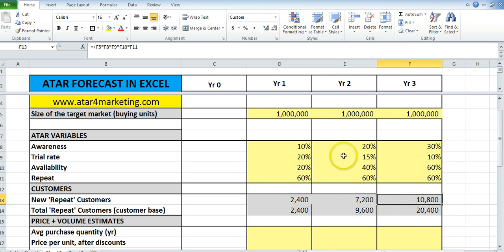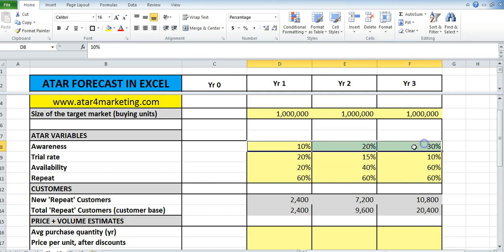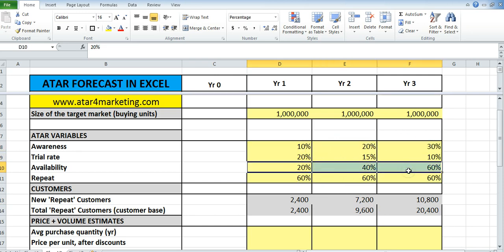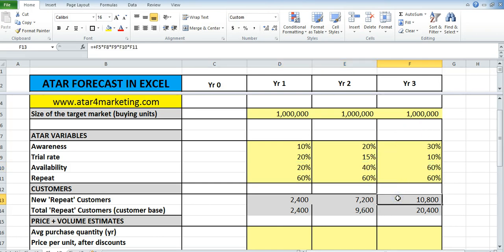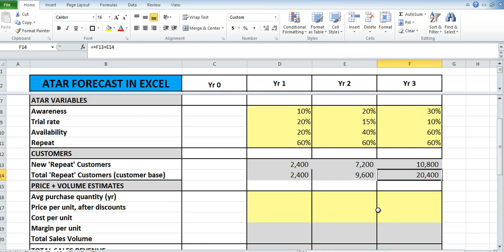Why is that increasing? That's increasing because my awareness is going up, and the amount of stores I'm in is going up. So I'm getting more first-time customers who are deciding to become repeat customers, and my customer base is building. Okay, fantastic. I know how many customers I'm likely to have.